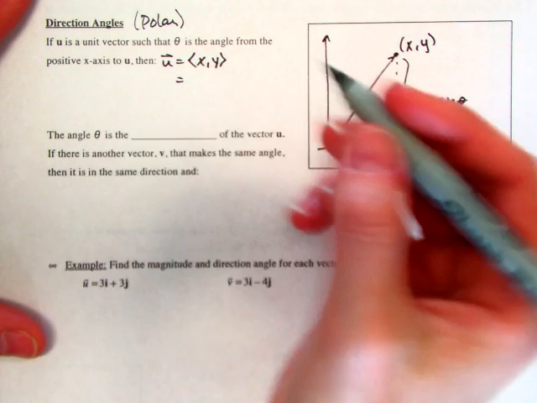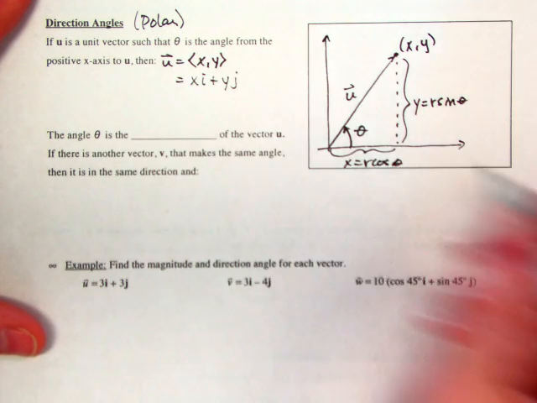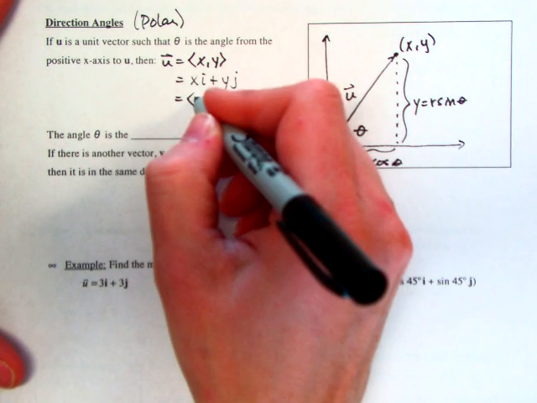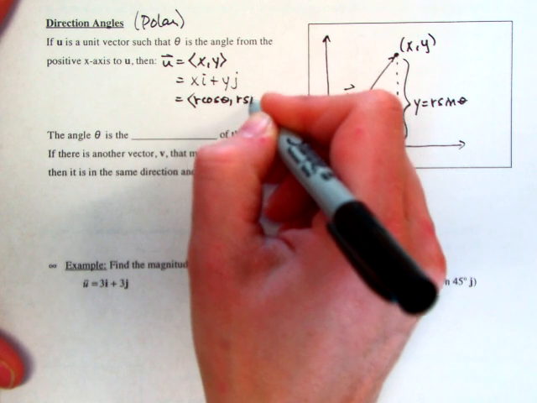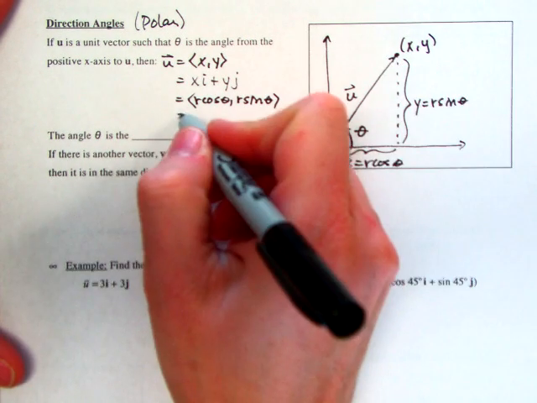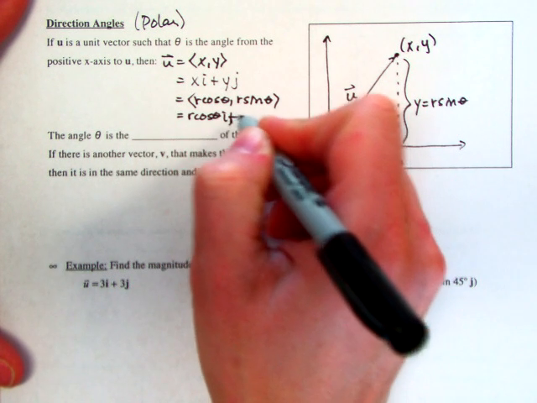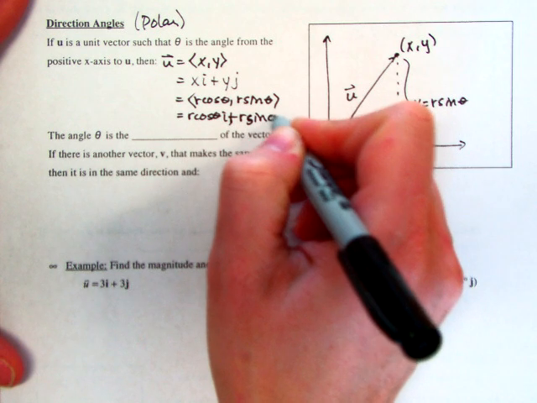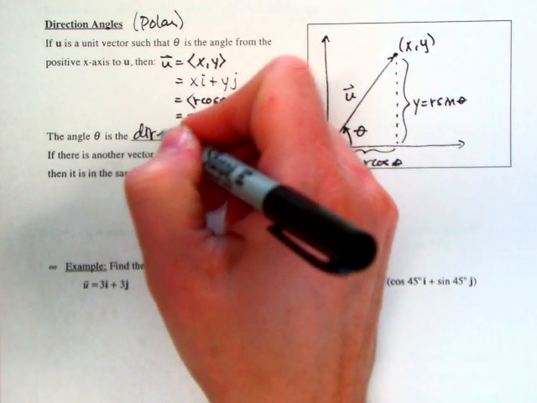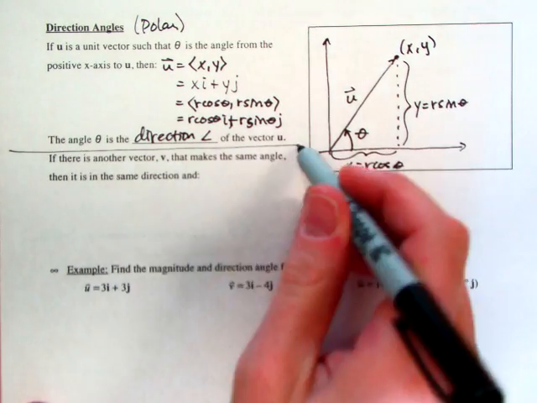We can also write that as a linear combination, so I could go XI and YJs. I could also use my sine and cosine stuff from polar coordinates. So this would be like R cosine theta, R sine theta. All different ways to write this vector. And I could even use I's and J's on these guys. So I could go R cosine theta I plus R sine theta J. Right? So the angle theta is the direction angle, that's what it's called, of the vector U. Period.